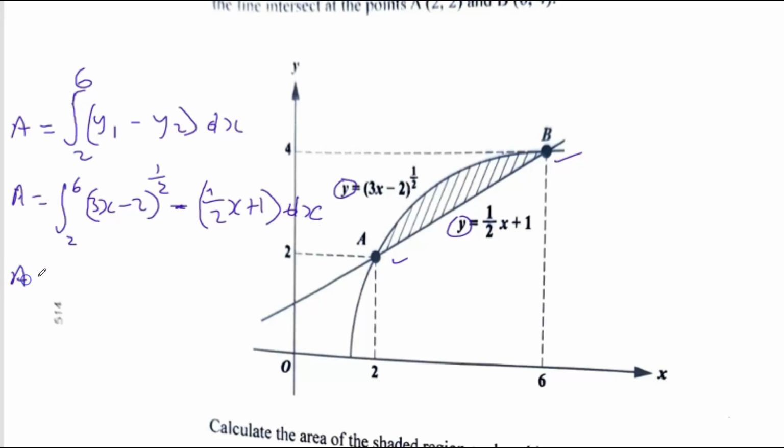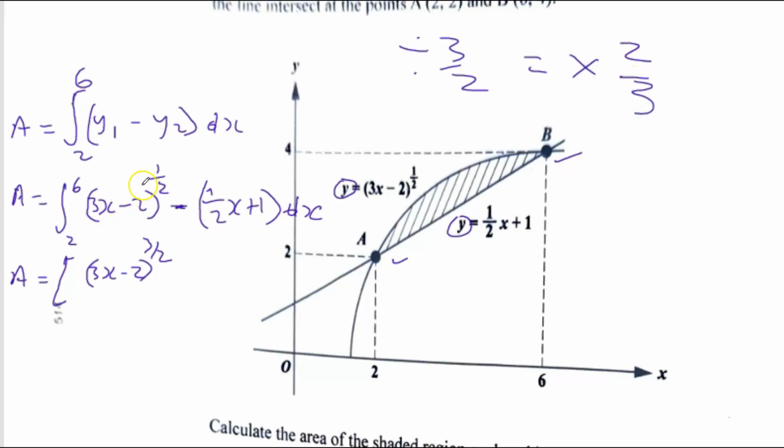Alright, let's integrate the first part. So integrate this function. We're doing the reverse chain rule. We add 1 to the power, we get 1.5. That's the same thing as 3 over 2. And then we're going to divide by the new power now, divide by 3 over 2. Dividing by 3 over 2 is the same thing as multiplying by the reciprocal, so it's multiplying by 2 over 3.